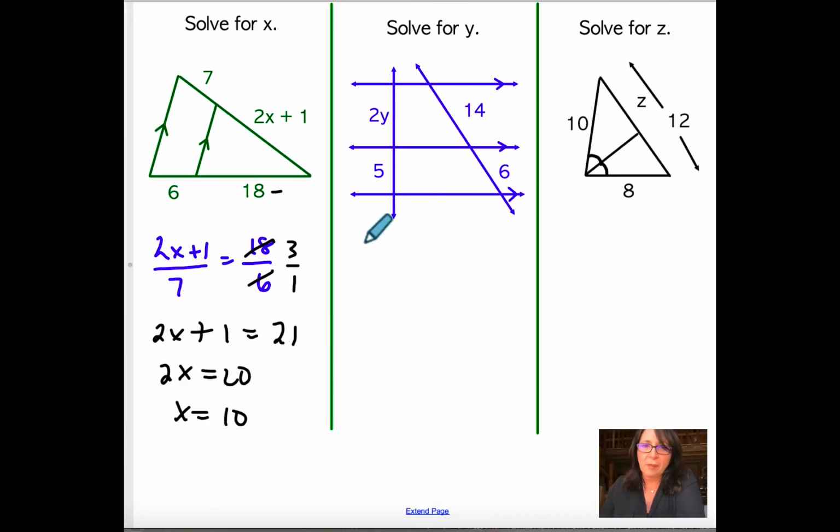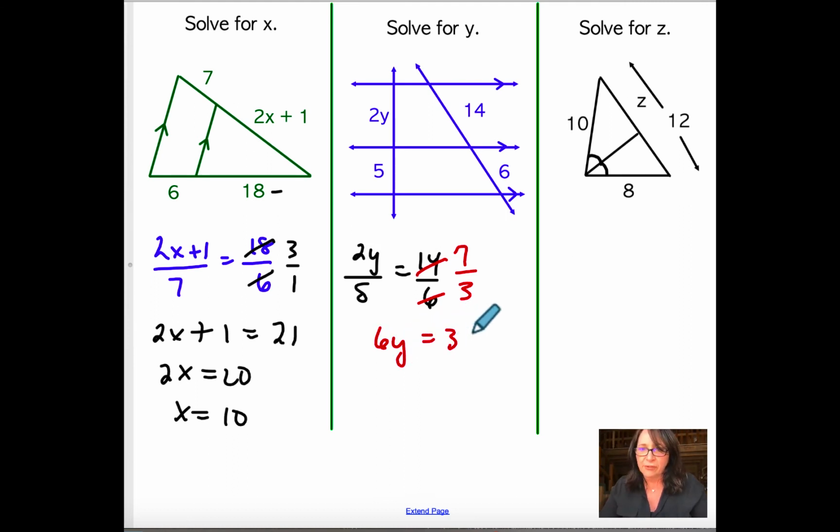So for this second problem, we're going to make a proportion. We're going to say 2y is to 5 as 14 is to 6. I'm going to cross multiply, and also just a heads up, you can reduce when you have a fraction, numerator and denominator together. So I could divide by 2 and make this 7 over 3. And then when I cross multiply, I just have smaller numbers. So 2y times 3 is 6y, 5 times 7 is 35. And then when I divide this out, I get y equals 35 over 6.